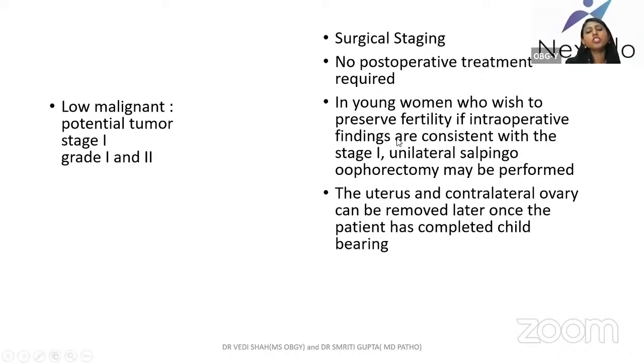In a young woman who is wishing to preserve her fertility, that is, she wants to preserve the uterus and ovaries, you just have to go for the unilateral salpingo-oophorectomy, and the uterus and the contralateral ovary can be removed once she has completed the family.